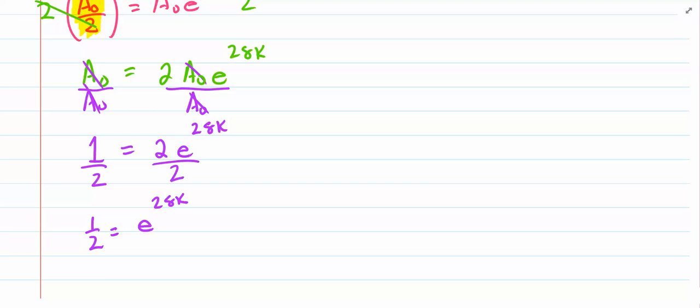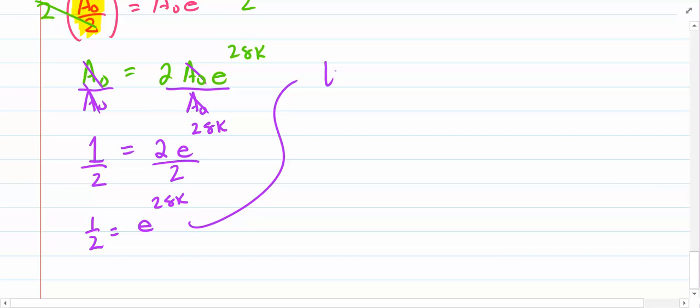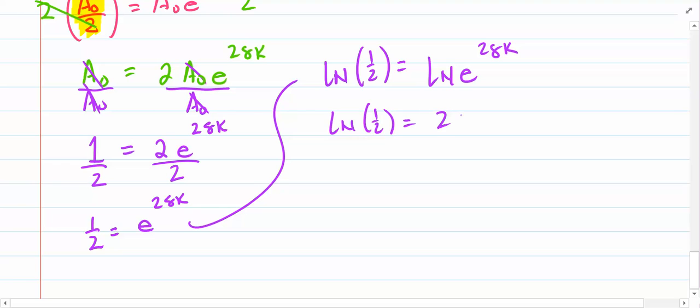Okay? So now, when we solve this, we're going to say, oh well, the natural log of 1/2 equals the natural log of e to the 28k. Well, so that means the natural log of 1/2 is equal to 28k times the natural log of e, which is just 1. So I don't need to write that down anymore. And then look, I'm going to divide by 28. Divide by 28. So we're going to plug this into our calculator right here.